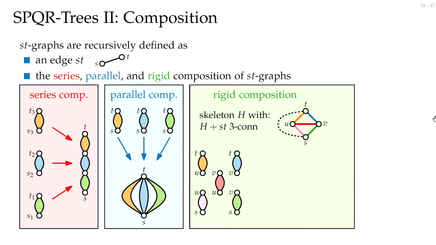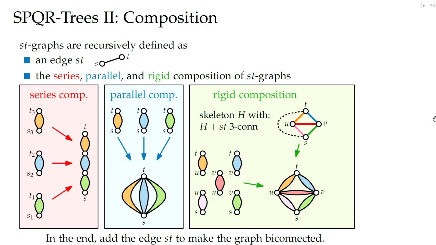So we take this, and I already colored in the way I want to replace it. Between S and V, I want to plug in this component. So this here. Between S and U, I want to plug in the pink component. This comes here. Between U and V, I want to plug in the red component. This comes here. And then here, the blue and the orange one. And I replaced every edge with some ST graph, and then just need the final ST edge around it.